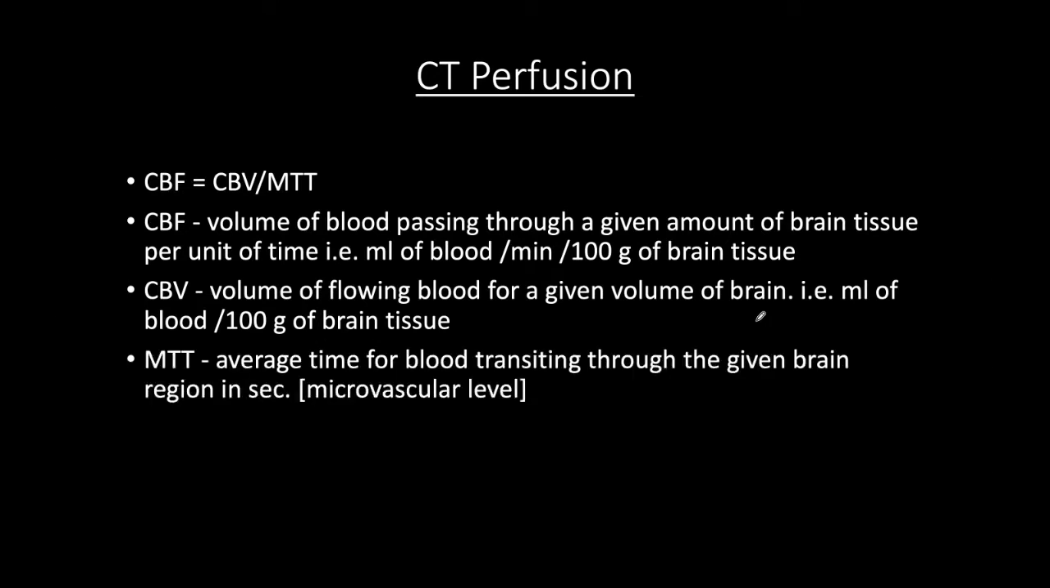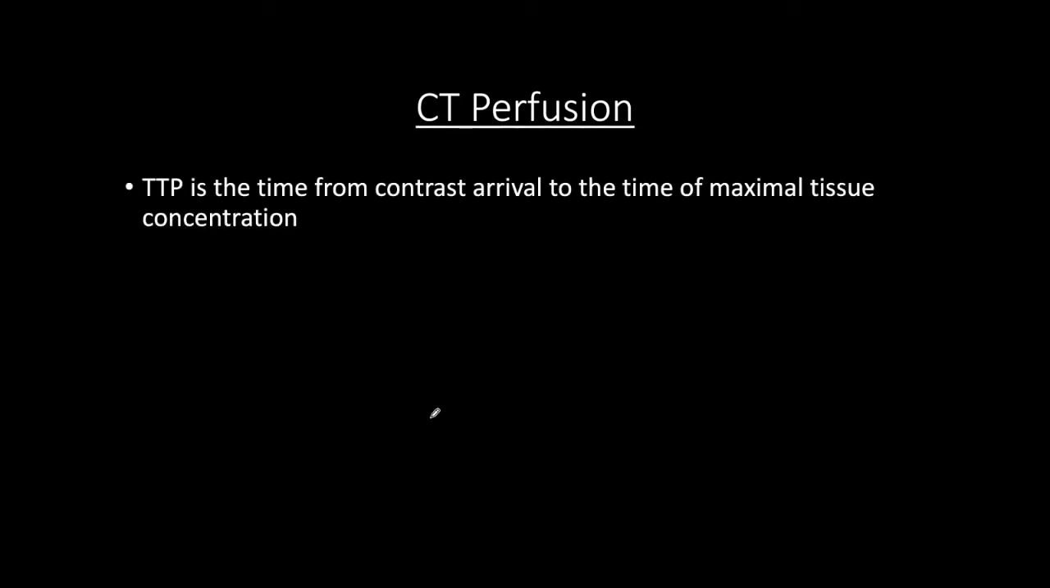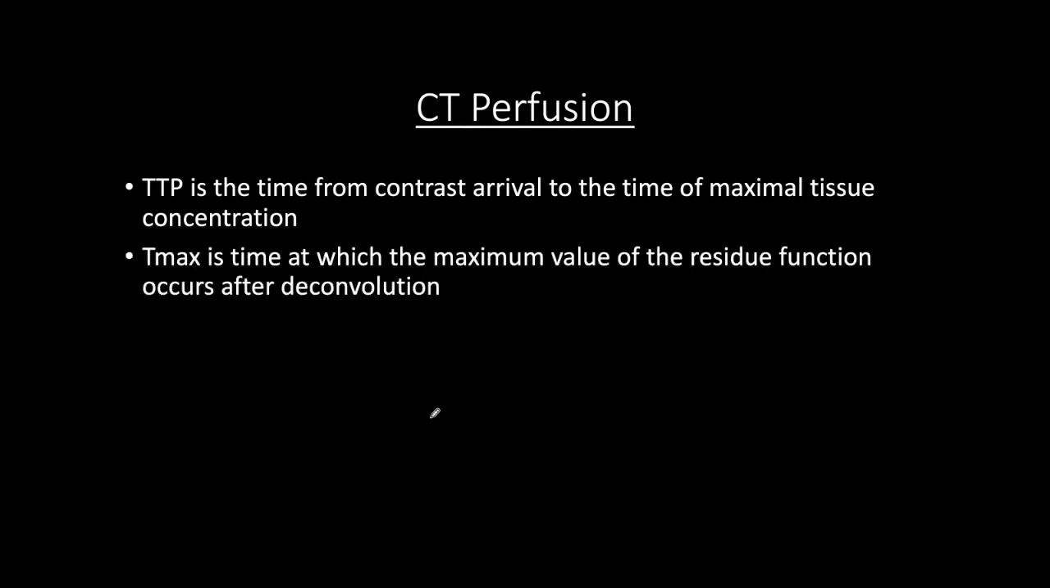Mean transit time is the average time for blood transiting through the given brain region. So it's going to be in seconds. And I want you to note that it is always at a microvascular level, mean transit time. The time to peak is the time from contrast arrival to the time of maximal tissue concentration. So these are the parameters we'll be keeping on checking.